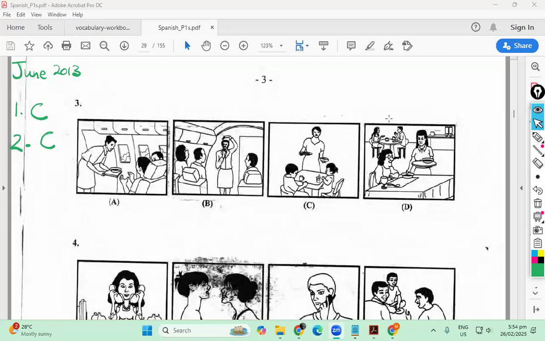All right, number 3. La aeromoza sirve la comida. La aeromoza sirve la comida.